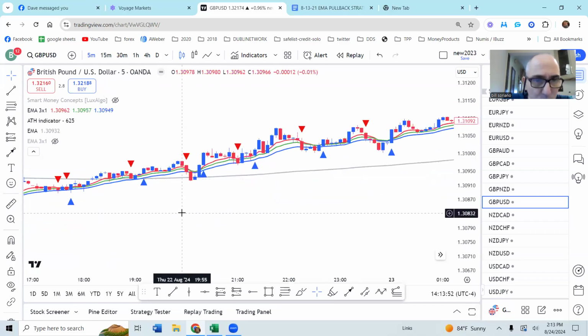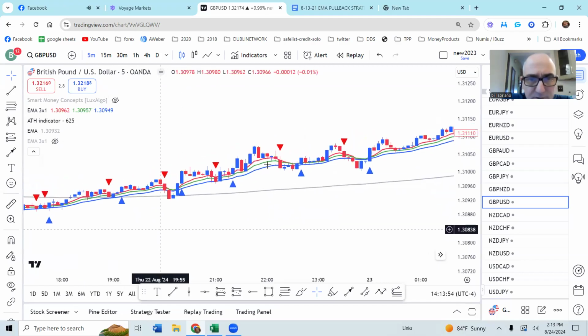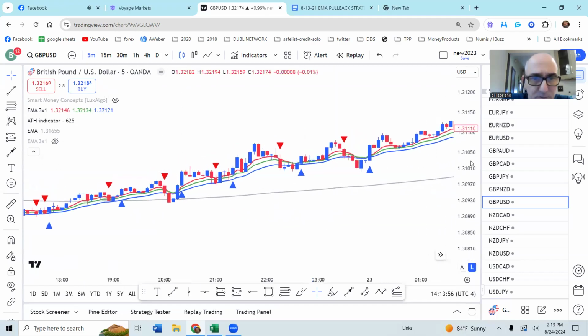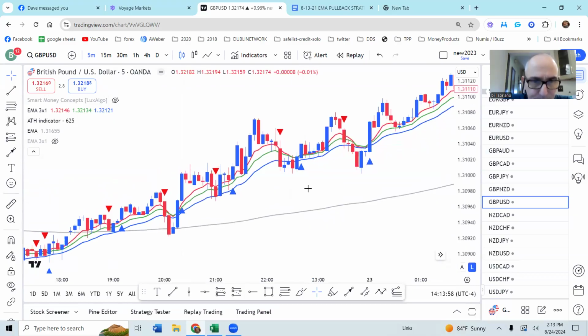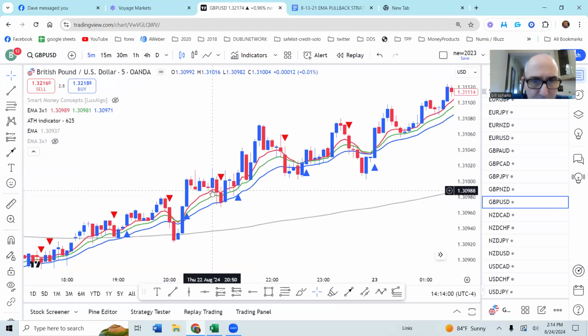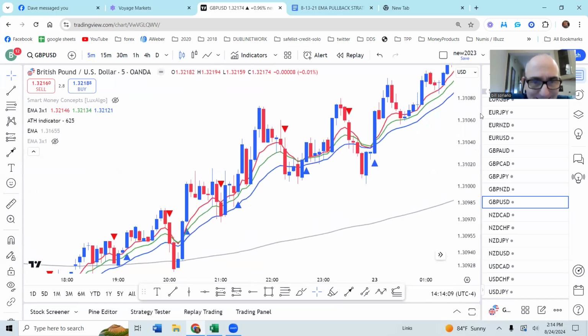I'm trying to see where I actually got in this trade, and I believe it was actually prior to that. So if you see right here, this red candle closes in between the 13 and the 21. Now, it doesn't close below the 21, although it looks like it does.